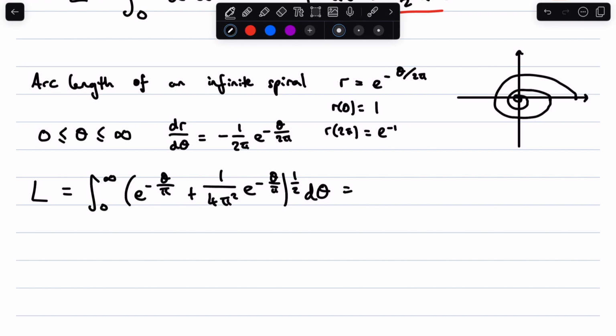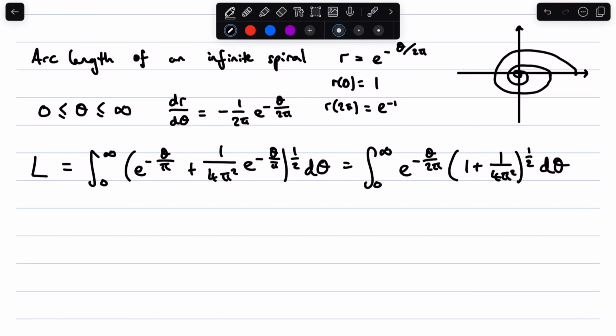And if we take a factor of e to the minus theta over pi out, we'll be left with the integral from 0 to infinity of e to the minus theta over 2 pi, as we've square rooted it as we come out of that bracket, times the square root of 1 plus 1 over 4 pi squared, d theta. This square root of 1 plus 1 over 4 pi squared has no dependence on theta, so we can take it out as a constant, and we'll be left with the square root of 1 plus 1 over 4 pi squared, times the integral from 0 to infinity of e to the minus theta over 2 pi, d theta.